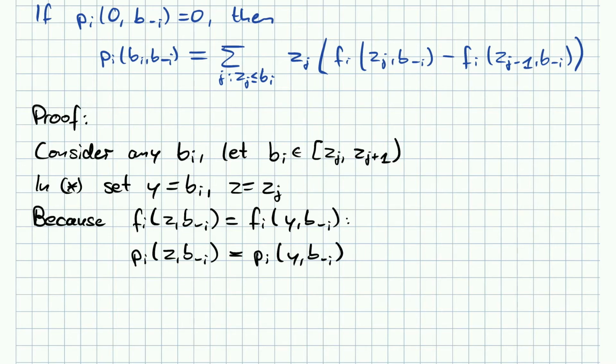So this means that pi is constant also wherever f is constant. And this would be the interval zj to zj plus 1.